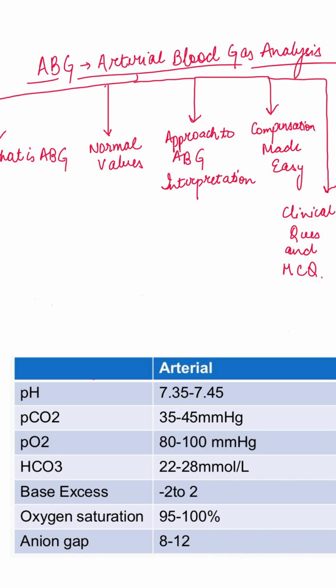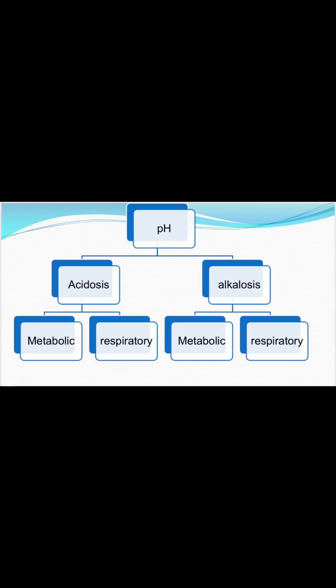So pH is a measurement of acidity or alkalinity of the body. It is inversely proportional to the number of hydrogen ions in the blood. The more H+ present, the lower the pH will be. Likewise, the fewer H+ present, the higher the pH will be. So pH can be acidic or alkaline.